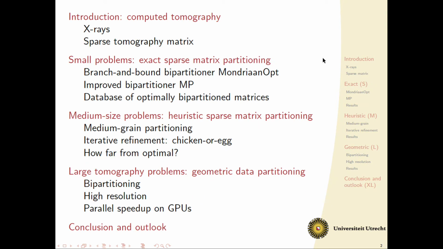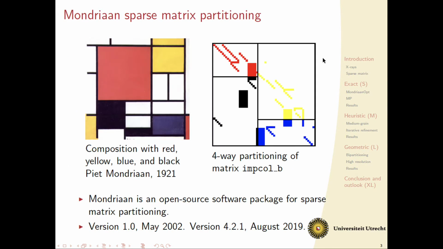Okay, so we'll start with an introduction to tomography. We'll finish also with tomography. That's the application that I will be talking about. And in between, we'll talk about combinatorics, sparse matrices. And we'll work from small to large: small problems which we can solve exactly, medium-sized problems where we can use combinatorial heuristics, and large problems where we'll also add a little bit of geometry to get things done.